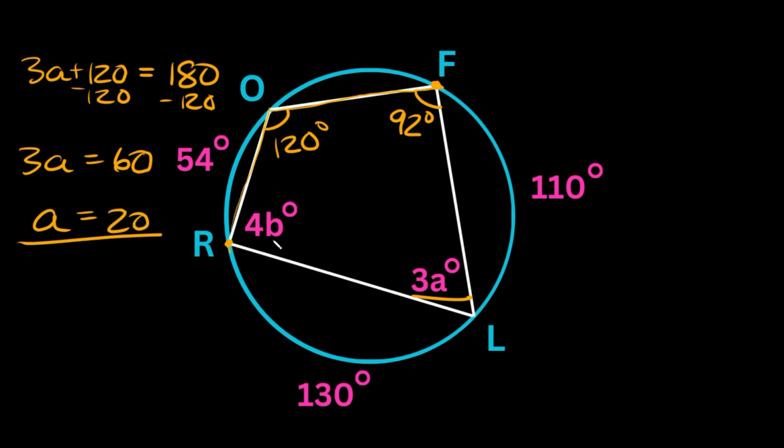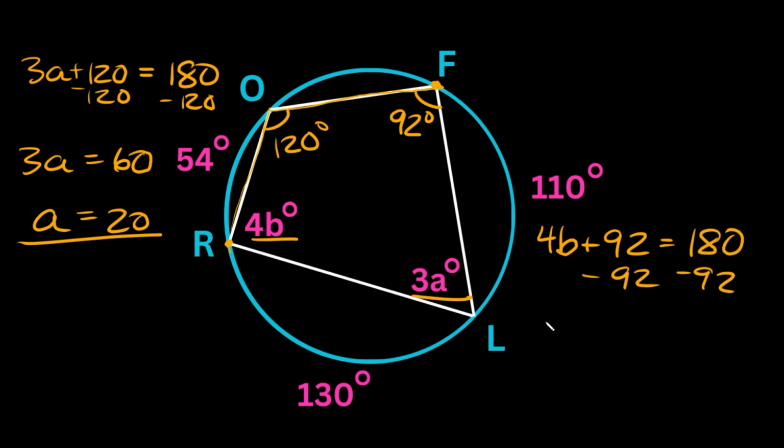All right, great. Now let's look for B. All right, so again, this angle plus this angle has to equal 180. So I'll write it down here actually. So we're going to say 4B plus 92 is equal to 180. So if we subtract 92 from both sides, we get that 4B is equal to 88. So divide both sides by 4, right? So we get that B is equal to 22.